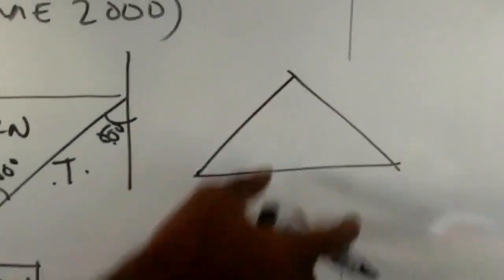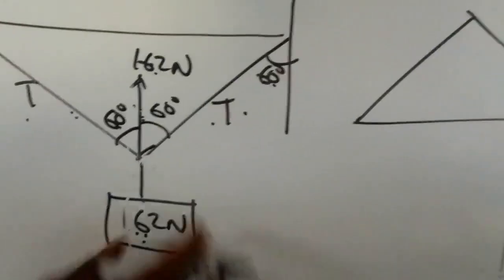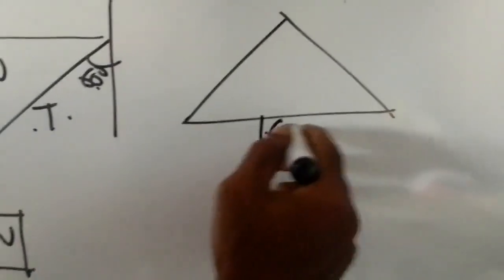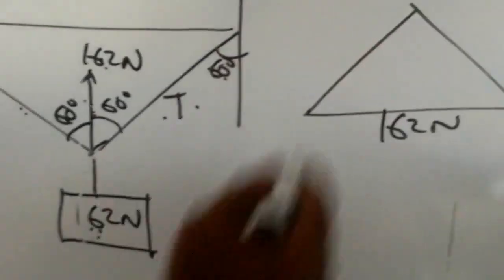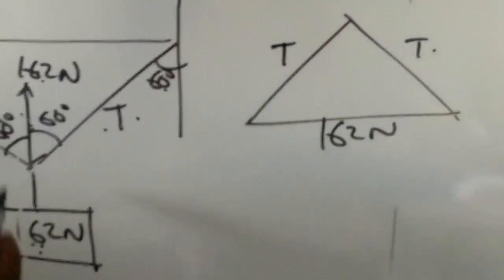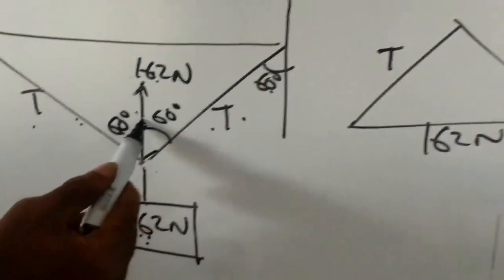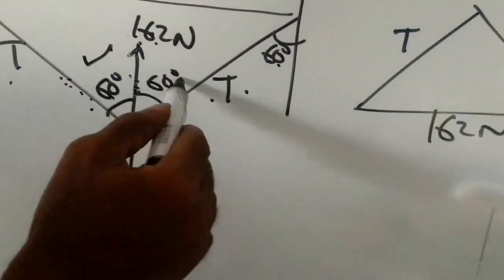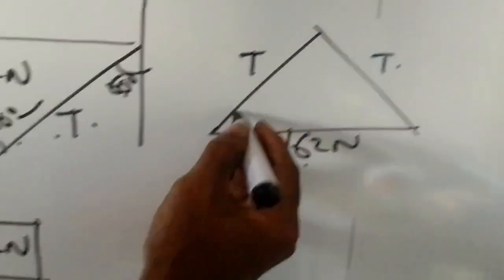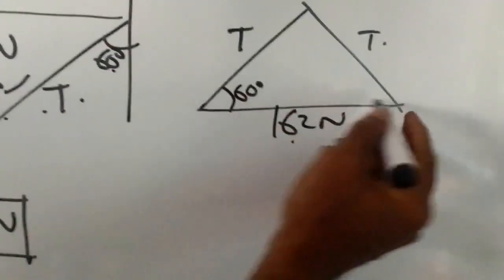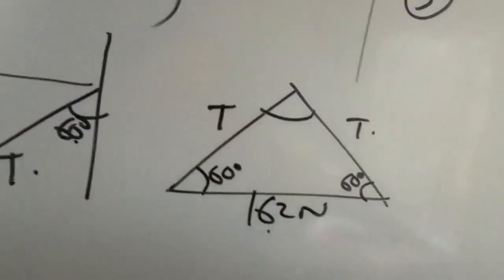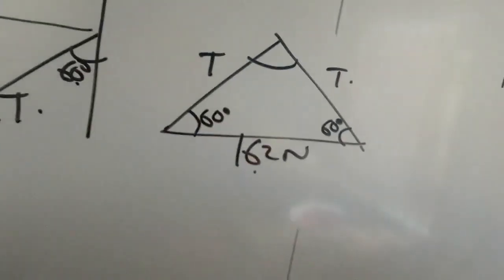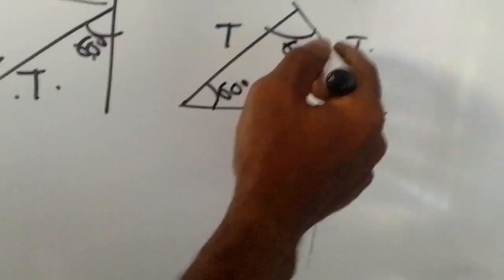Now we use the base of the triangle as the load, which is 162. Now the base of the triangle becomes the load, then T here and T there. The angle between the load and each of the cords, or each of the handles of the bag, is 60. From here to here is 60, and from here to there is 60. So put 60 here, and you also put 60 there. Find the remaining angle of the triangle: 60 plus 60 is 120. Subtract 120 from 180, you have also 60. You have an equilateral triangle.